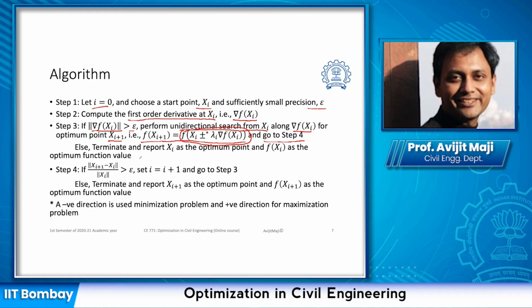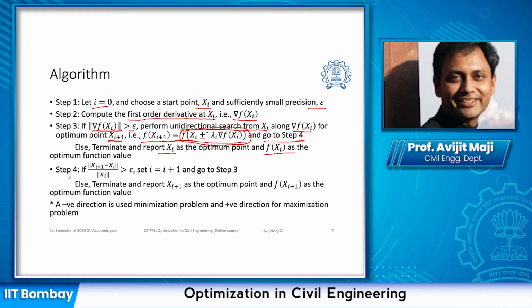Otherwise, if we find that the scalar quantity of the direction vector is smaller than the precision, we are going to terminate the algorithm and report the point which we have obtained so far as the optimum point and the function value at that point as the optimum function value.